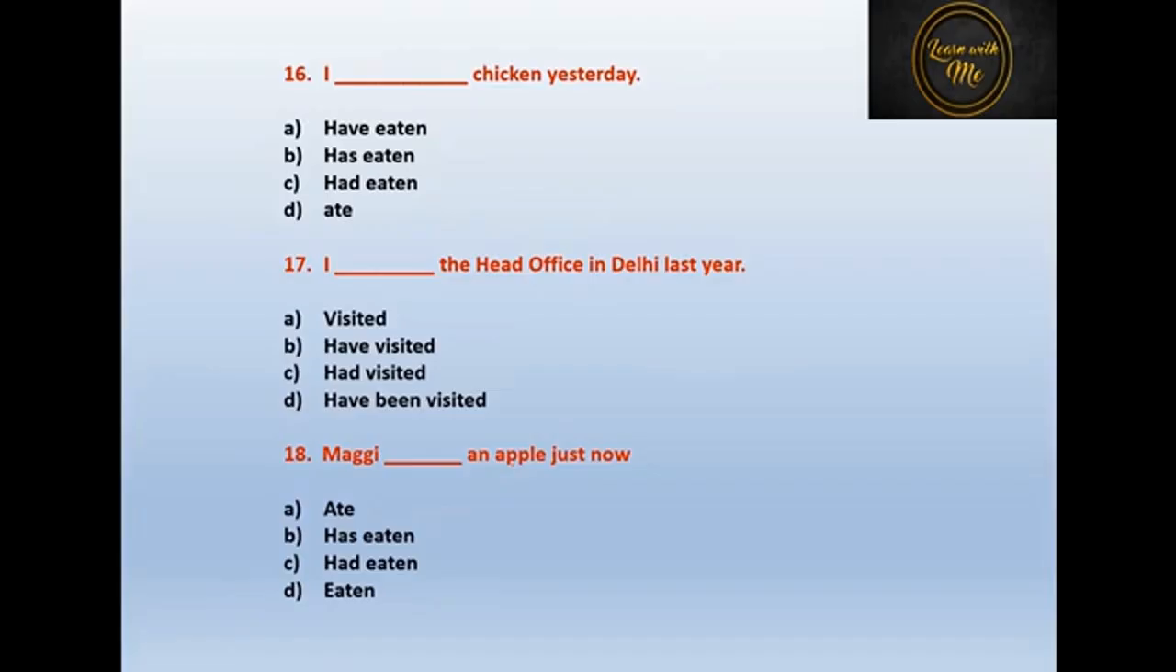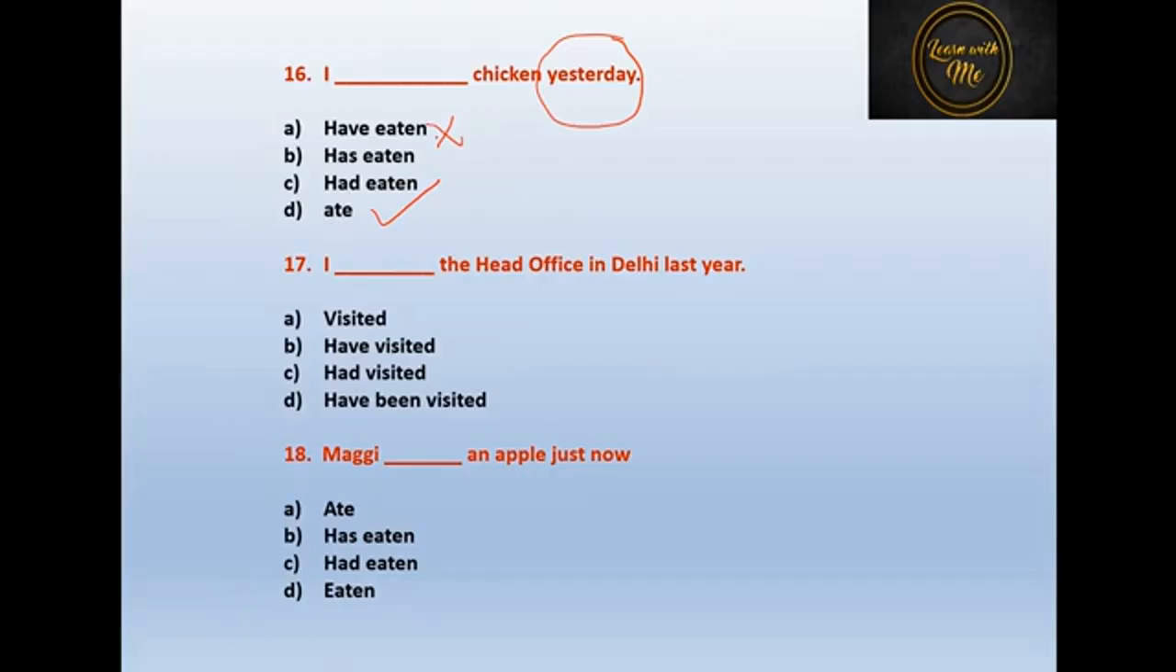Now see the 16th question. I blank chicken yesterday. Yesterday. This is a long past action. So this is in simple past. The keyword "yesterday" is helping us. So here, "ate" is correct. "Have eaten" you will not use. Why? Because "have eaten", "has eaten" you will use for present perfect tense. And I have told you just now what the difference is between present perfect and simple past.